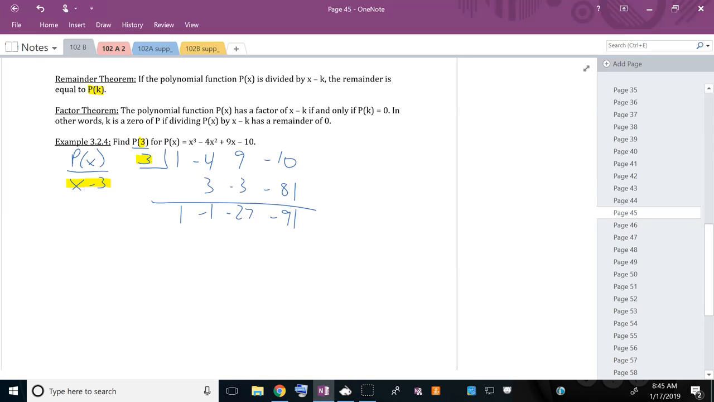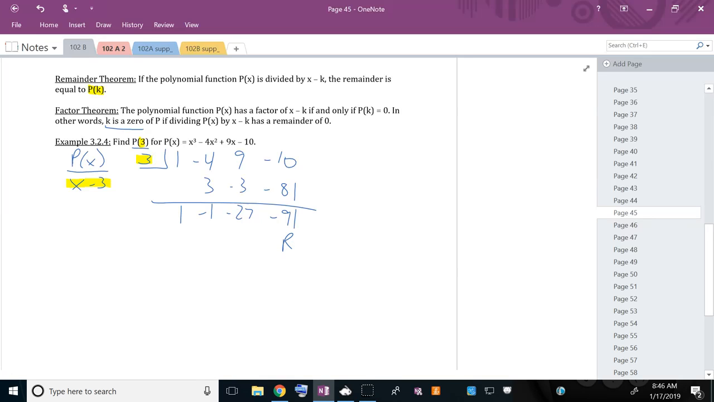Now our other theorem in this section is the factor theorem. The formal theorem says that the polynomial function p of x has a factor of x minus k if and only if p of k equals 0. I'm going to rephrase that to make it a little easier to understand for this class. So if I take that function p and divide it by x minus k and get a remainder of 0, that means that k is a 0 of that polynomial.